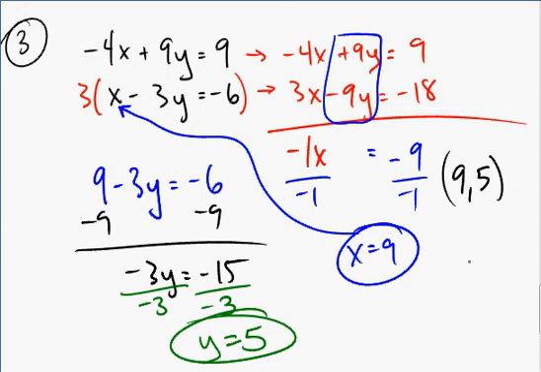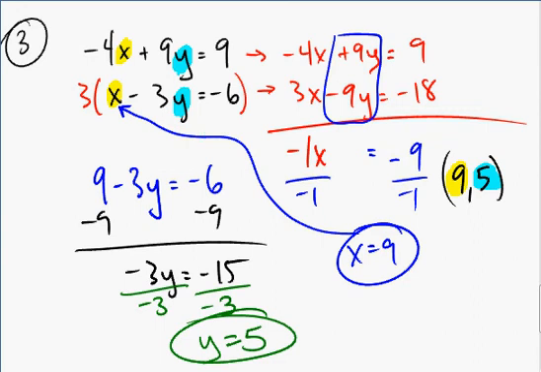Any questions? This is solving a system of equations here. Now again, on the test, what you do is you take the 9, which is x, and you put it here and here, and you take the 5, which is y, and you put it here and here, and you check to see if those are both true. Sometimes you could do that in your head.